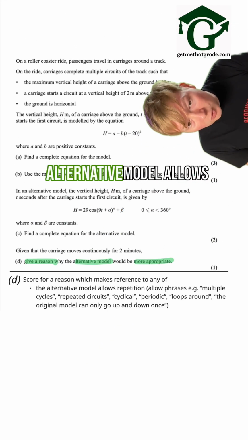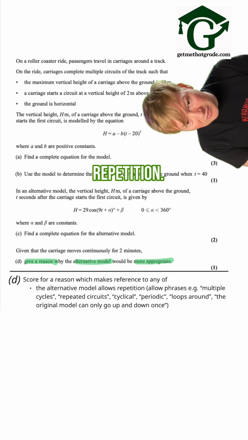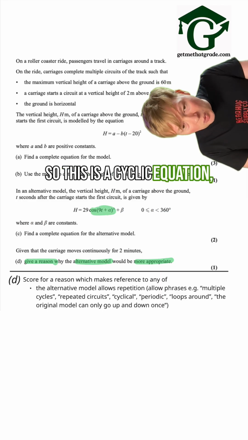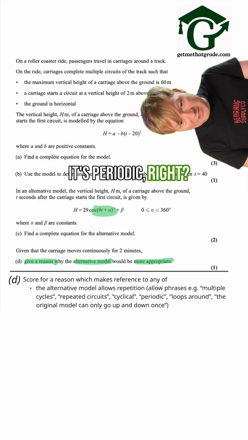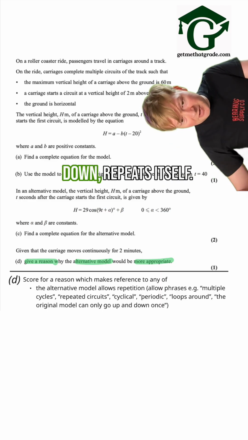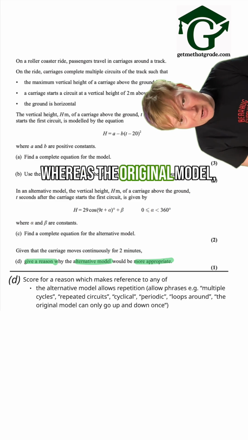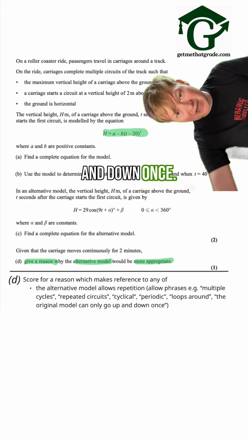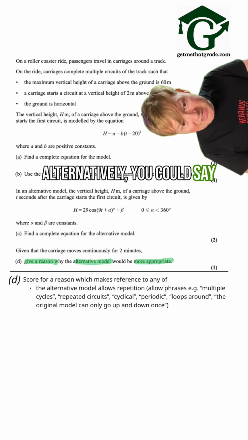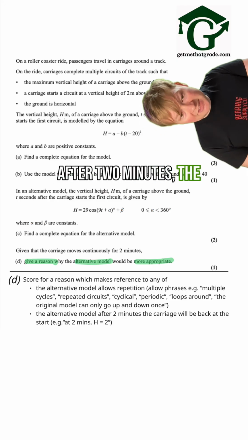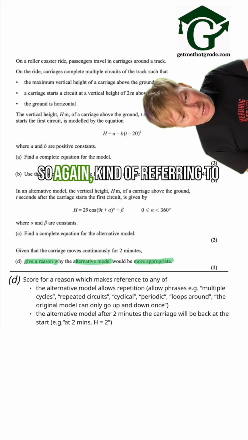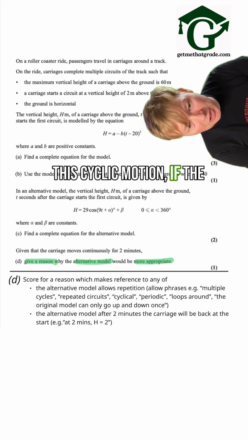It says, the alternative model allows repetition, so this is a cyclic equation, it's periodic, right? This cosine, it wiggles up and down, repeats itself. Whereas the original model, this quadratic, can only go up and down once. It's just a quadratic, right? Alternatively, you could say that in the alternative model, after 2 minutes, the carriage will be back at the start. So again, referring to this cyclic motion of the alternative model.